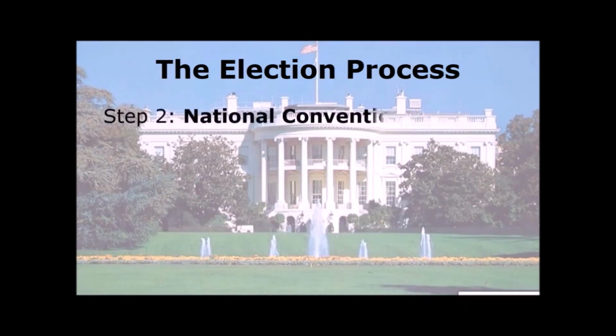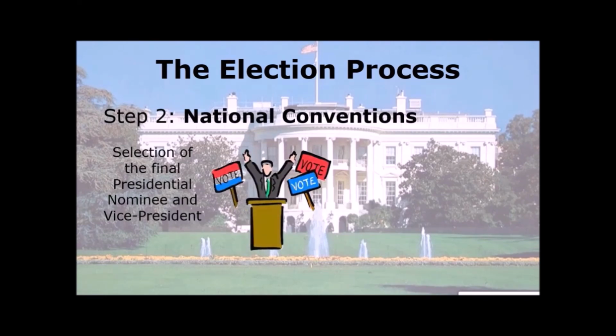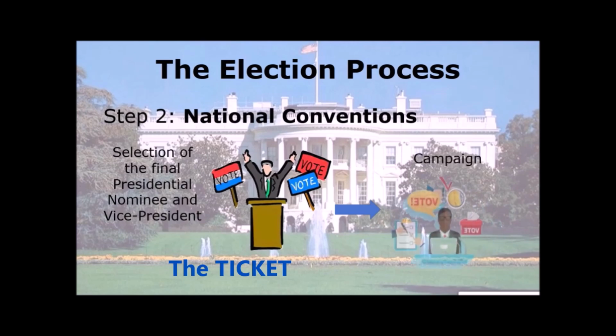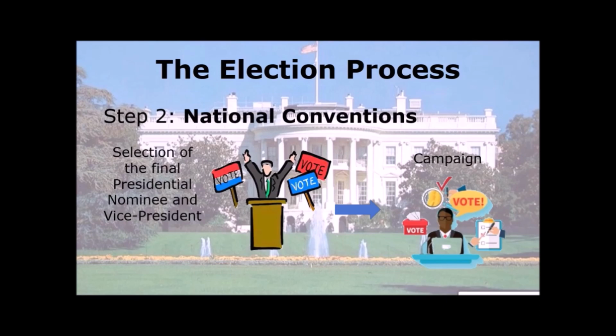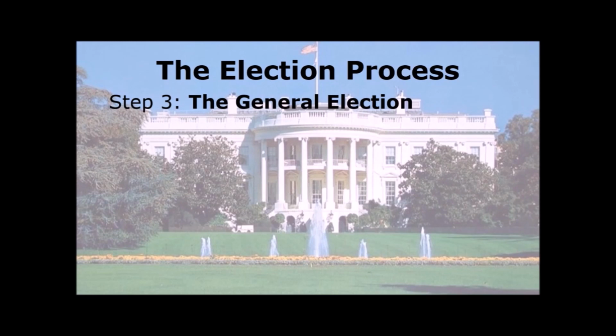Step 2 of the election process is the national conventions. These conventions finalize the party's choice for the presidential and vice presidential nominees. That is what is called the ticket. Once chosen, the nominees campaign throughout the country to win the support of the general population. And now for step 3, which is the general election in itself.